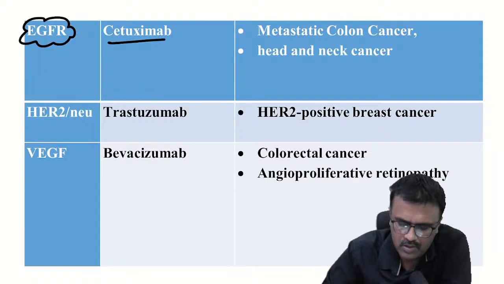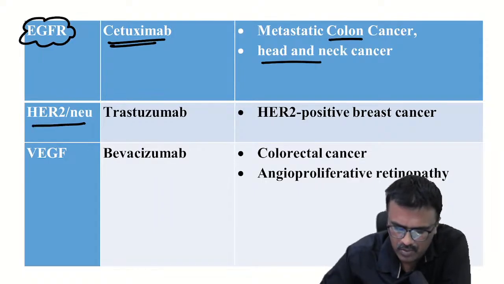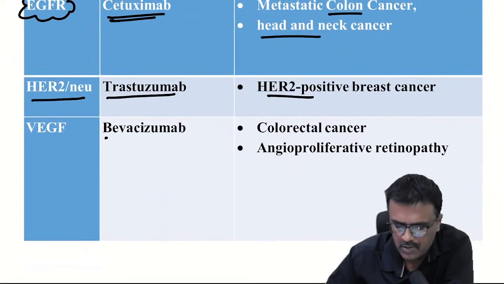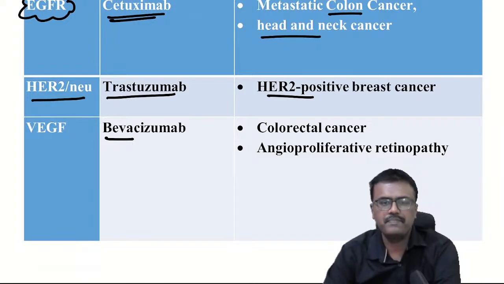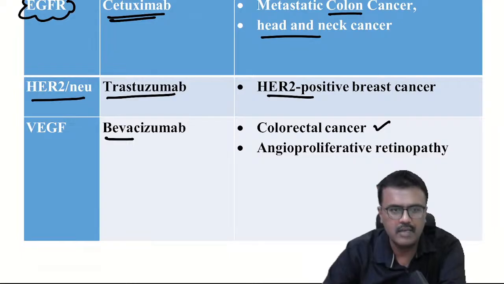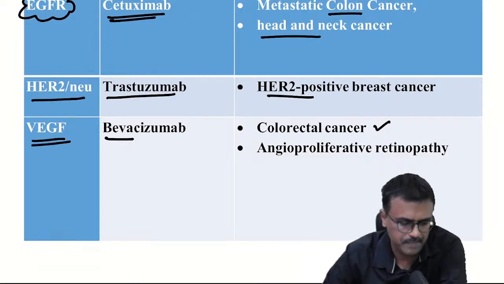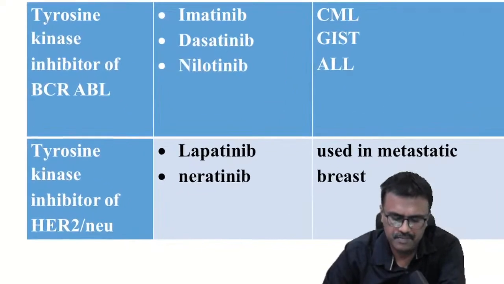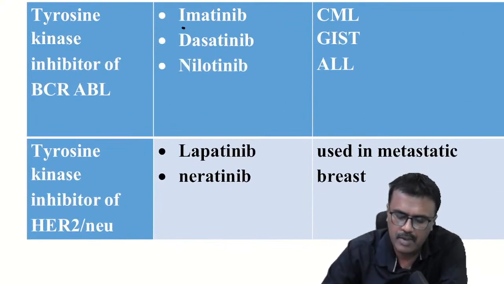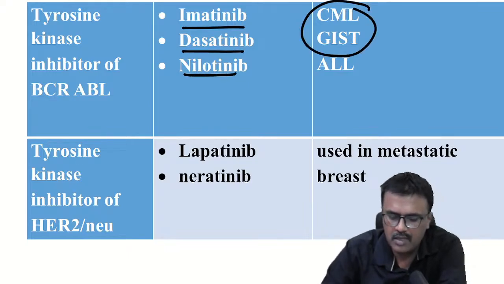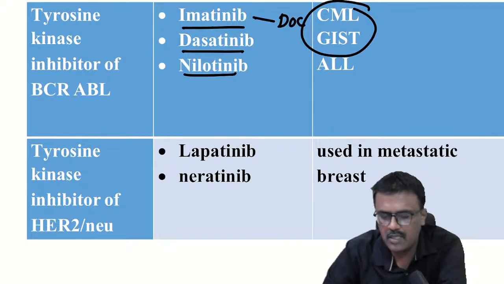Now certain targeted therapies, not everything you can remember. Epidermal growth factor: the name is cetuximab, which is used in colon cancer, head and neck cancer. HER2/neu, trastuzumab, used for breast cancer. Bevacizumab, I told you it is used in managing diabetic retinopathy, but it is also used in colorectal cancer, targeting vascular endothelial growth factor. See, I am giving the most important ones here. Tyrosine kinase, imatinib, dasatinib, nilotinib. Imatinib is a drug of choice for CML and GIST.